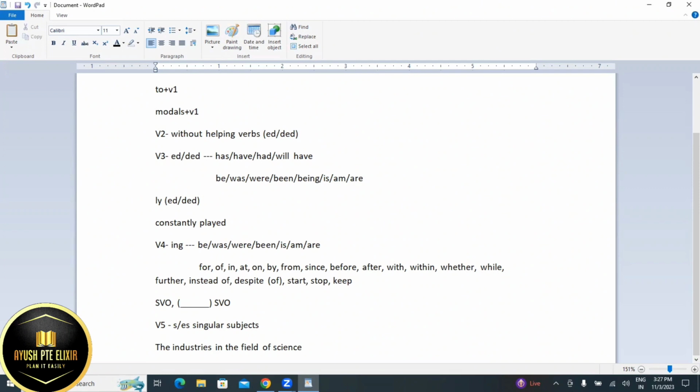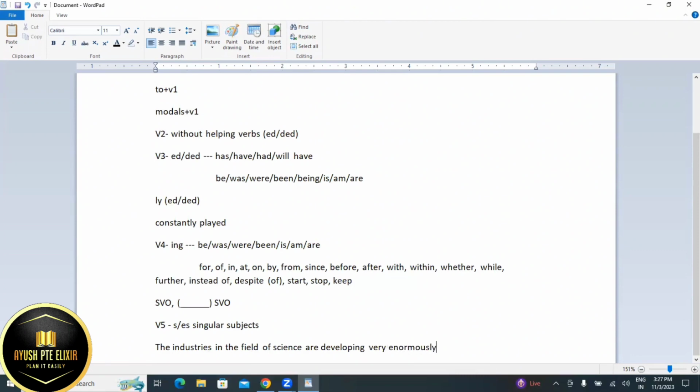Like the industries in the field of science are developing. We cannot say "it's is developing" because it's not for science. The verb "is" is used for industries because the subject is always coming at the start, and these are connected with the prepositions. Like nouns are always connected with the prepositions. I'll let you know later on. The industries in the field of science are developing very enormously.